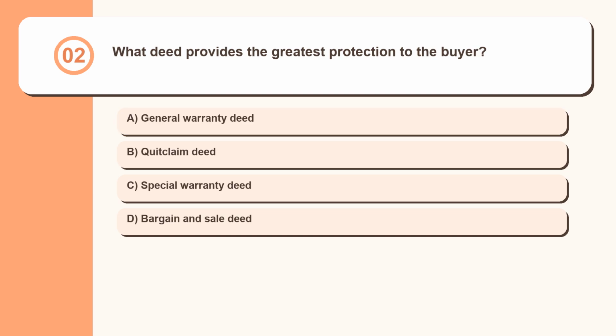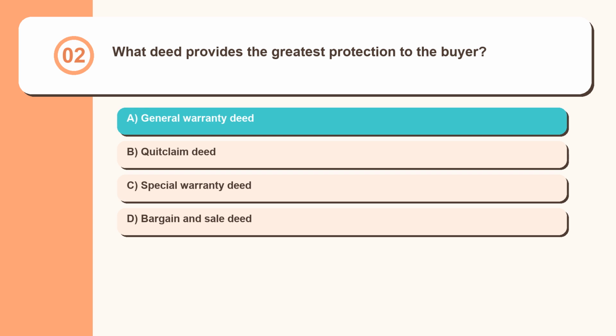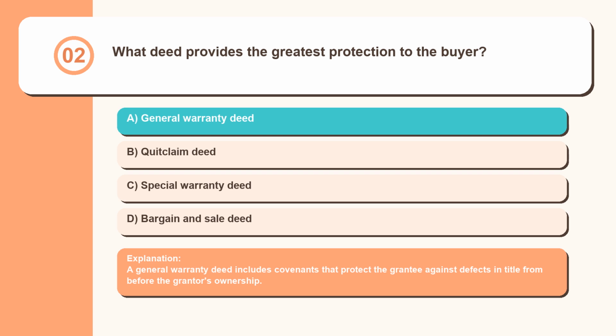Question 2. What deed provides the greatest protection to the buyer? General warranty deed, quitclaim deed, special warranty deed, bargain and sale deed. A general warranty deed includes covenants that protect the grantee against defects in title from before the grantor's ownership.